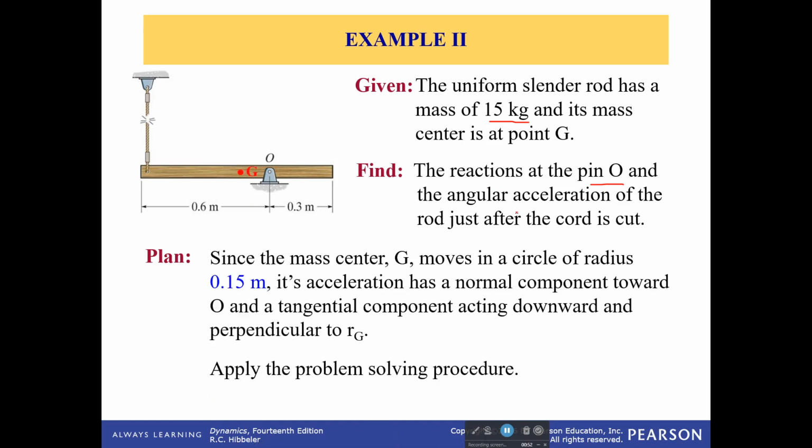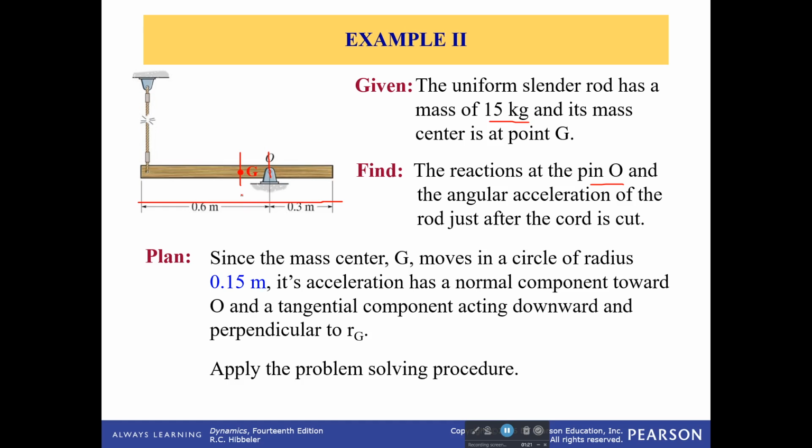So how are you going to do it? Well, first off, I'll be nice. The mass center is just simply going to be at the middle of this long beam. I'm pretty sure you would guess that. And that means it's going to be 0.15 meters away from point O. Now, this point is going to move in a circle around O, and so it's going to have an acceleration that's a normal component and a tangential component. So just go through and apply that problem-solving procedure to figure out the answer.